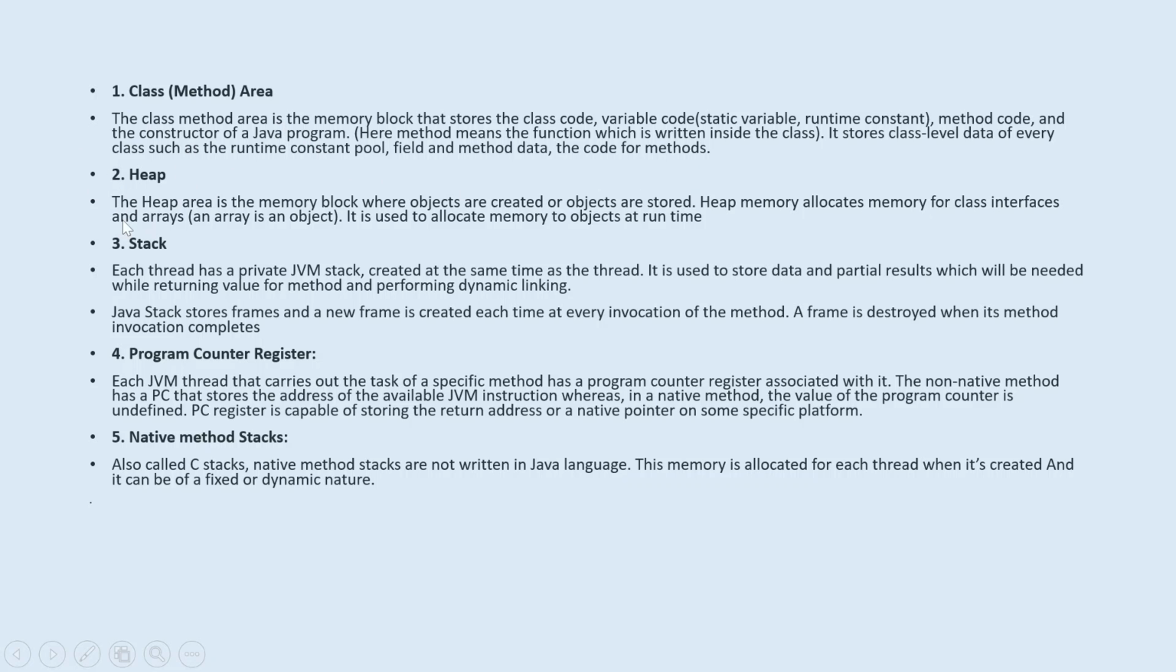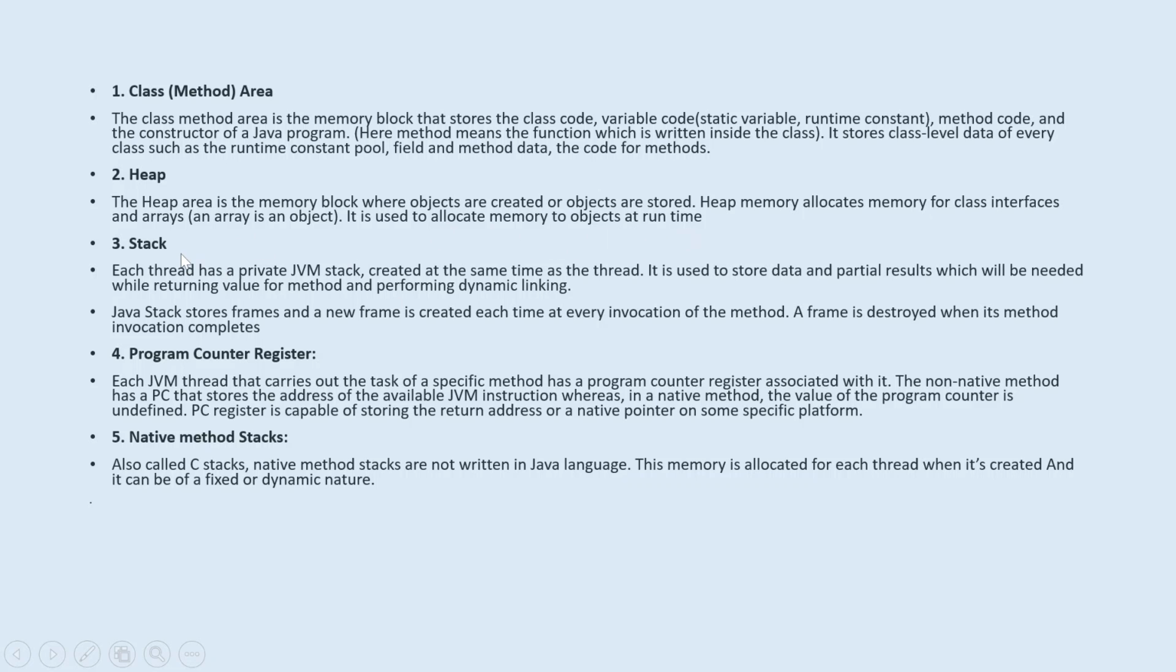Then we have got the heap area. Almost every Java developer knows what the heap area is meant for. It is meant to store objects. So heap area is a memory block where objects are created or stored. Heap memory allocates memory for class interfaces and arrays. Since array is an object, it is used to allocate memory to objects at runtime.